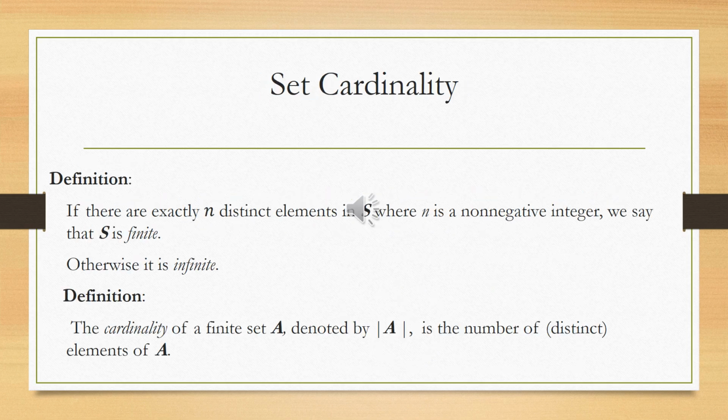Set cardinality. If there are exactly n distinct elements in a set S, where n is a non-negative integer, we say that S is finite. Otherwise, it is infinite. The cardinality of a finite set A, usually denoted like finding the absolute value of a set, is the number of distinct elements of A.